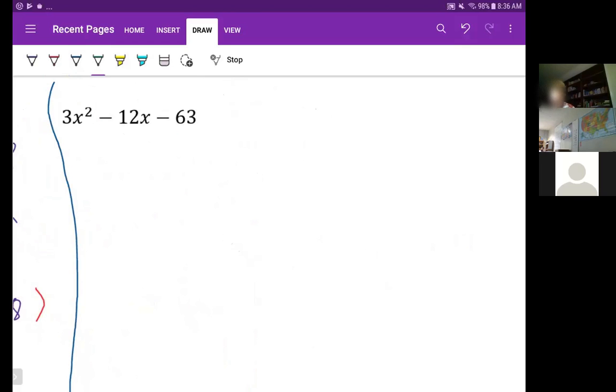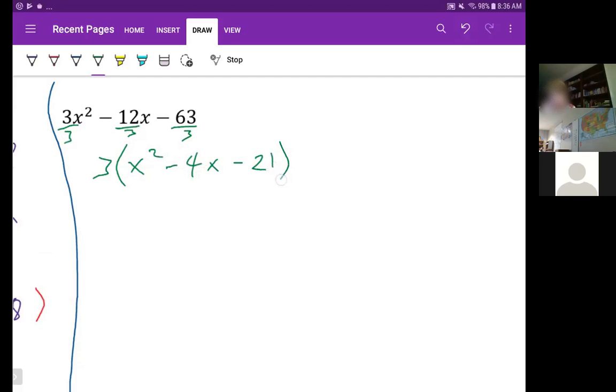You can factor out this 3. So the 3 comes out, x squared. So you divide this by 3, divide this by 3, divide this by 3. Whatever that number is for y'all's, you can do that, just like this. 12 divided by 3 is 4. And then 63 divided by 3 is 21.